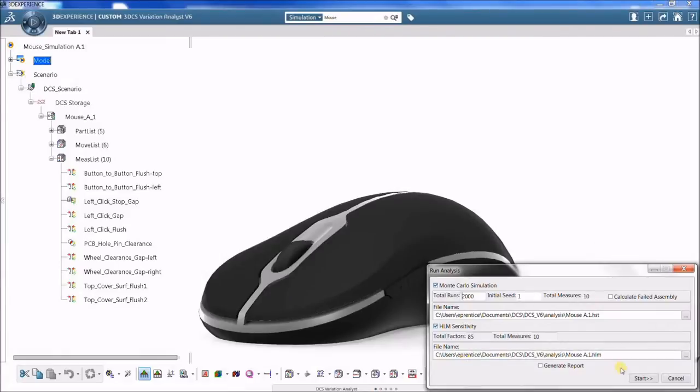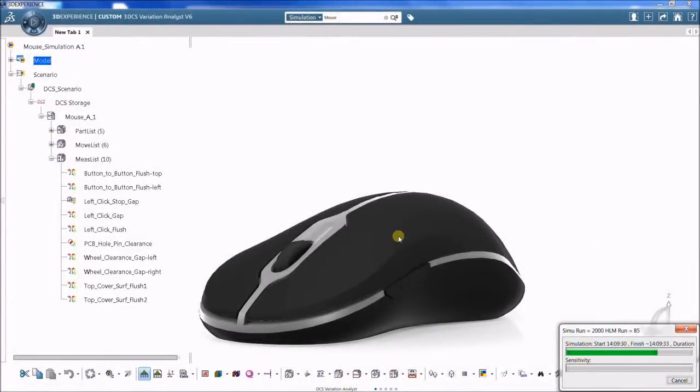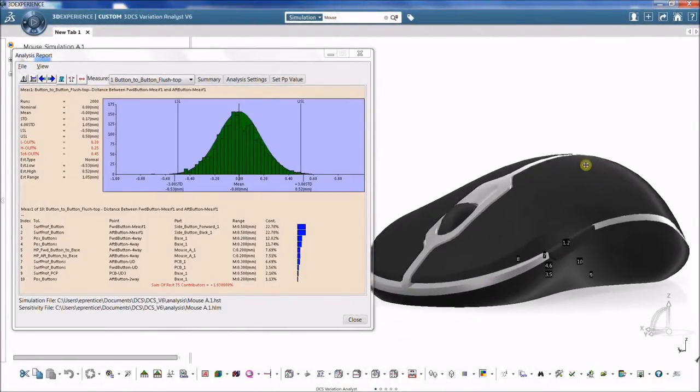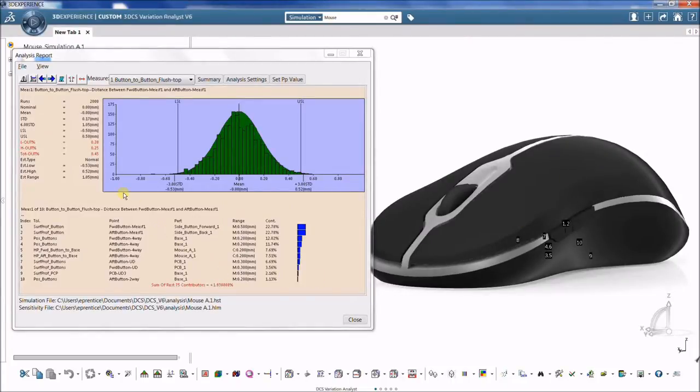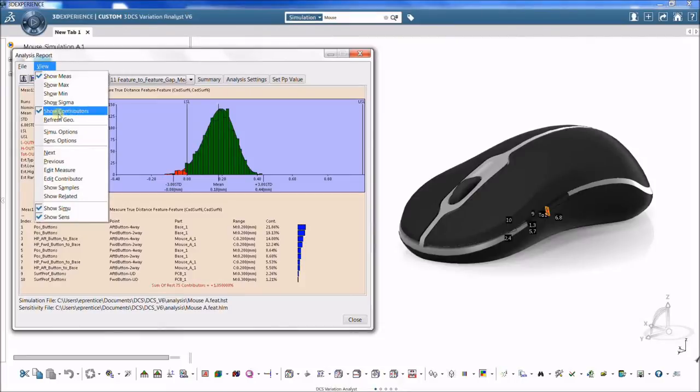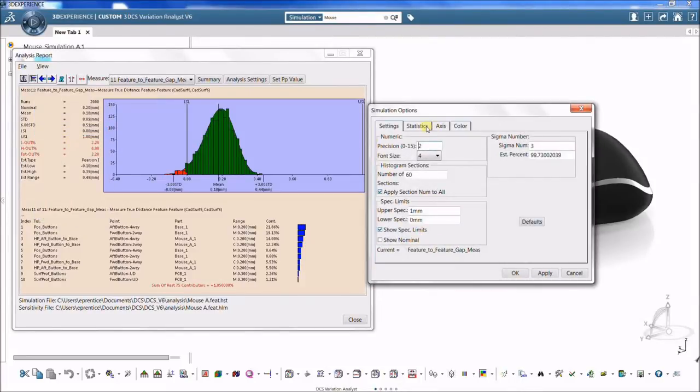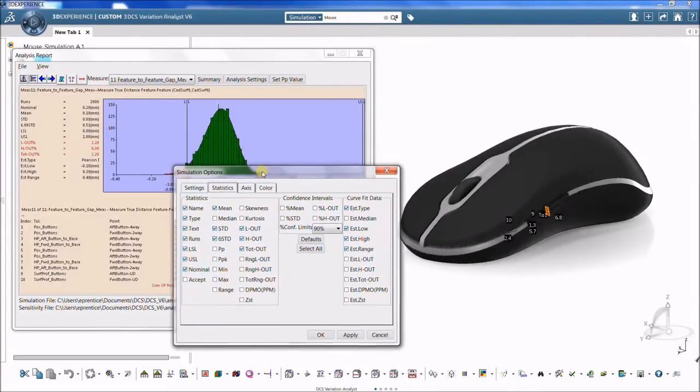Acceptable ranges for a measurement can be set to quickly identify dimensions that are outside of specified limits. When run through a Monte Carlo simulation, the output of a measurement is a summary of statistics including the mean, standard deviation, and many more customizable settings.